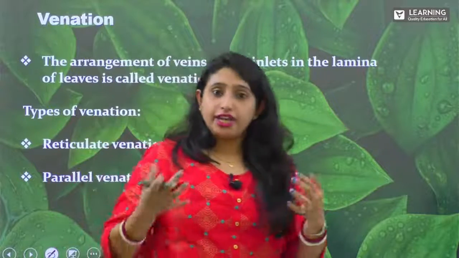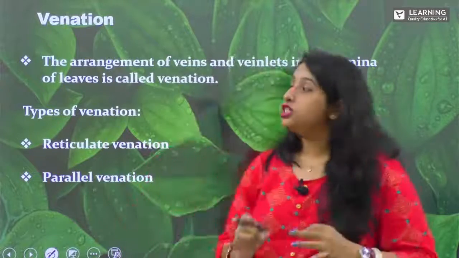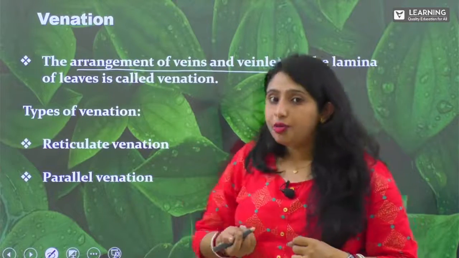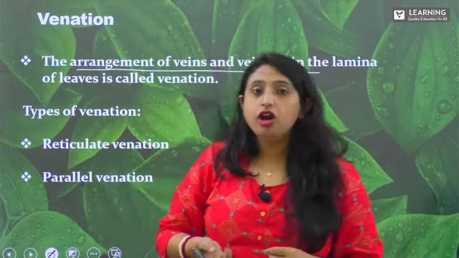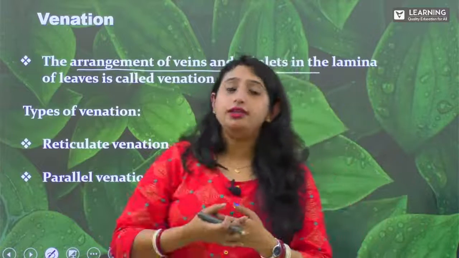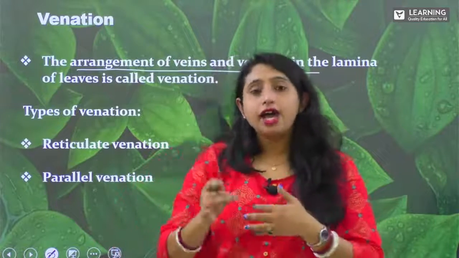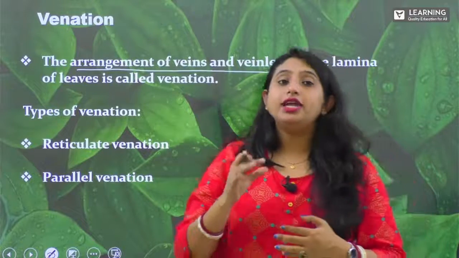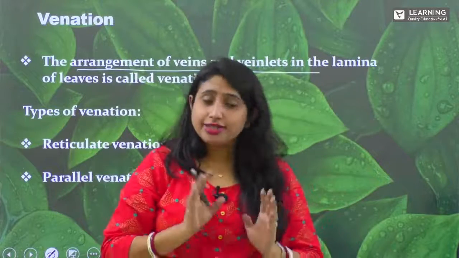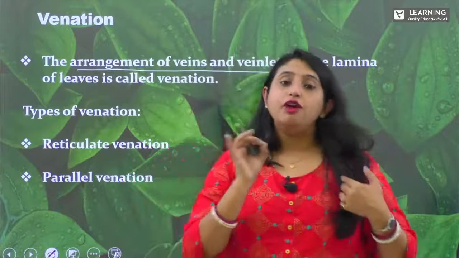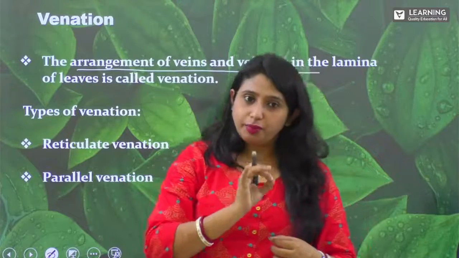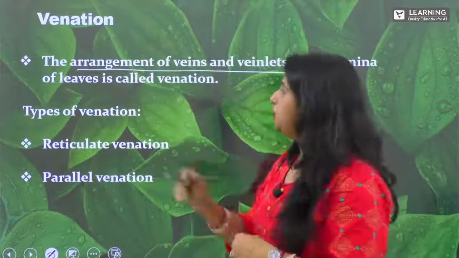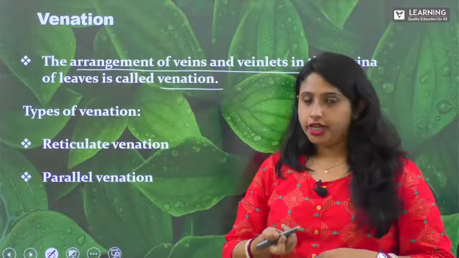Now what is this venation? The arrangement of veins and veinlets in the lamina of leaves is called venation. So how the veins and the veinlets are arranged in the lamina of the leaf, that is called venation. It is nothing but the arrangement of veins and veinlets. Just remember, arrangement of what? Your veins and veinlets. Very simple. So that is called venation.